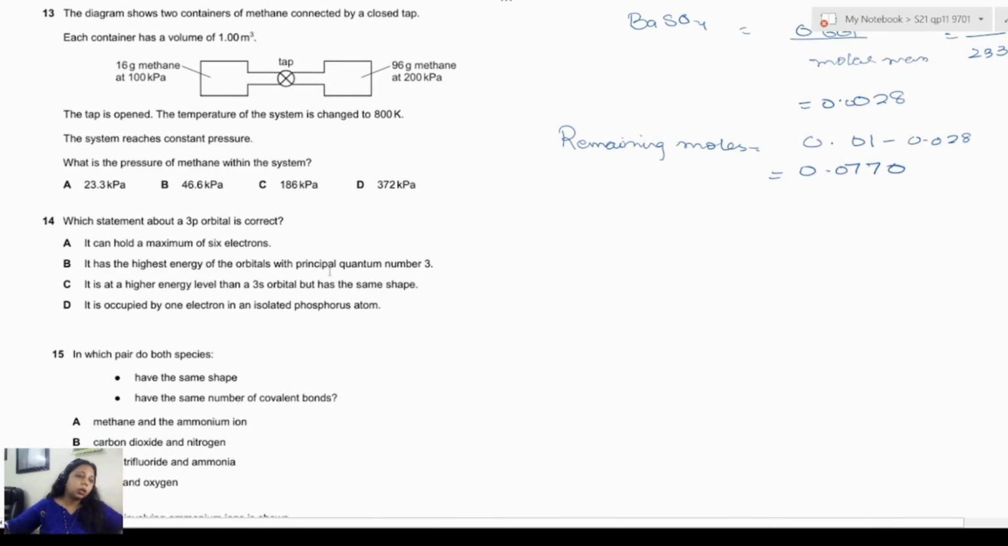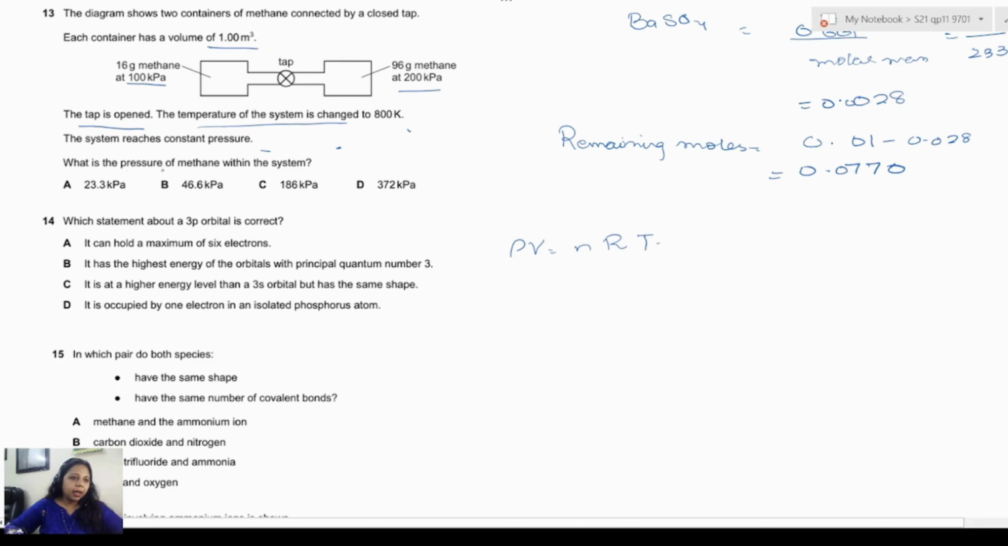Let's have a look at question number 13. The diagram shows two containers of methane connected by a closed tap. Each container has one cubic meter of volume, and pressure is given. If the tap is opened, the temperature of the system is changed to 800 Kelvin. The system reaches constant pressure. What is the pressure? So here we have to apply the general gas equation, which is PV equals nRT.